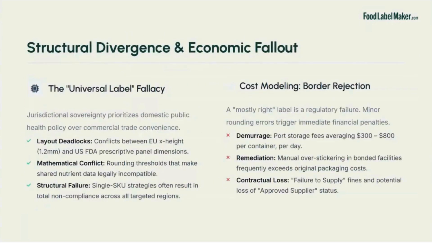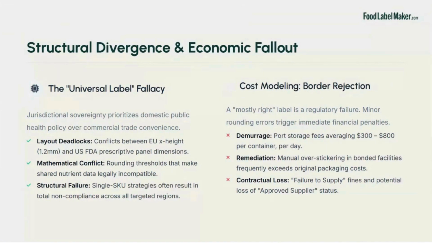Okay, so we will begin with the primary obstacle for exporters, which is, of course, the structural divergence. So in the regulatory sphere, a universal label is technically unfeasible because food labeling laws are sovereign. So they aren't designed to facilitate trade, they are designed to fulfill domestic policy. And when attempting to consolidate multiple markets into a single SKU, we enter what I call technical deadlocks. So, for example, the EU's height requirement often conflicts with the US FDA's perspective nutrition facts box dimensions and font styles.